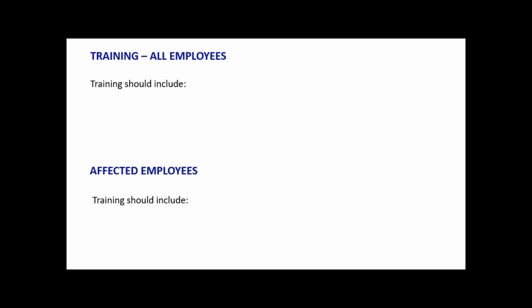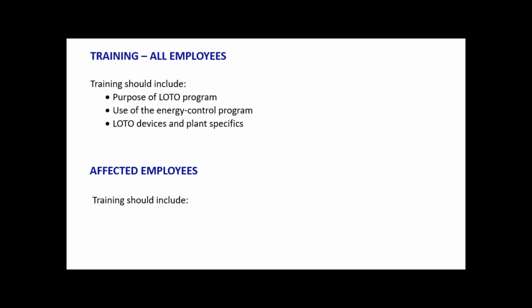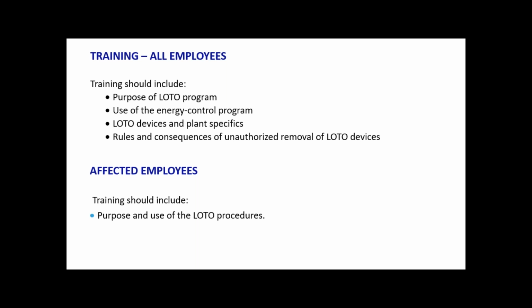So if it is needed, then you can go for training for all the employees, and training should include the purpose of the LOTO program, use of the energy control program, LOTO devices and plant specifics, then rules and consequences of unauthorized removal of LOTO devices. So these are the different training contents, and for the affected employees it should include the purpose and use of the LOTO procedures, how to recognize the LOTO equipment.